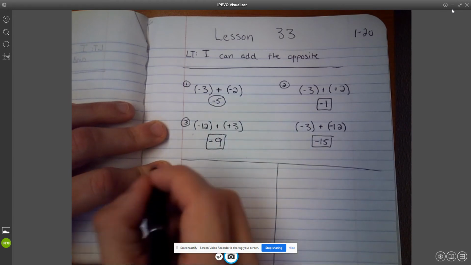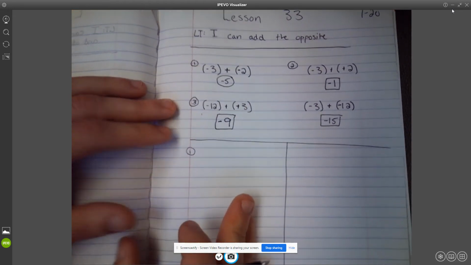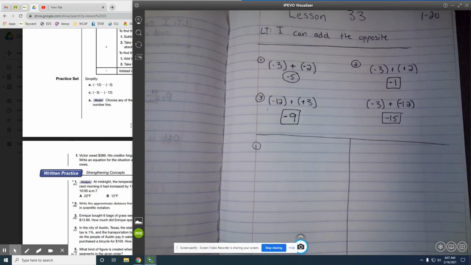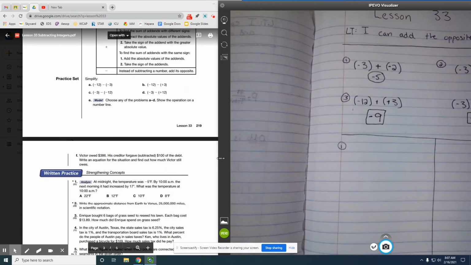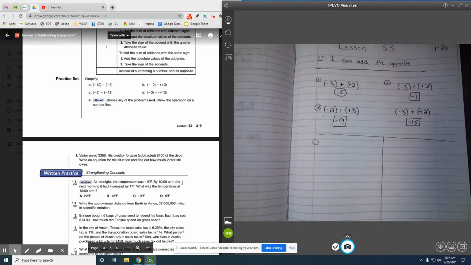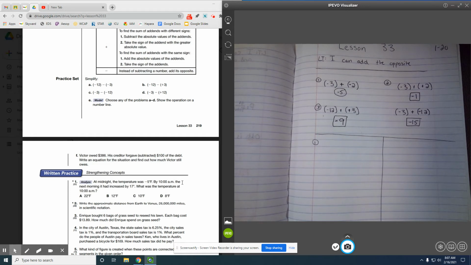Draw our line down the middle. We're going to look at number 1. It says, at midnight, the temperature was -5 degrees Fahrenheit. By 10 a.m. the next morning, it had increased by 17 degrees. What was the temperature at 10 a.m.? And they give us a few options.